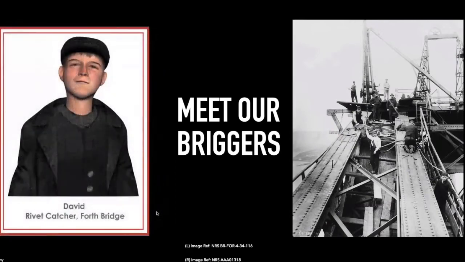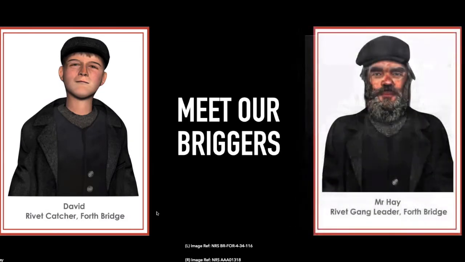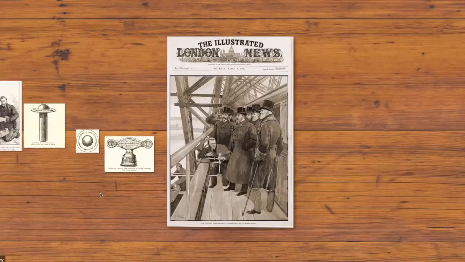So this is David, he's a rivet catcher, he works on the bridge. And then we've also got Mr. Hay, and he's the gang leader. So David's based on the photograph. You can see we've got images, and if you've been to any of our previous social studies webinars, we've talked about 3D modelling and the importance. So we had 3D modelers that worked on this who were super talented and recreated from the photographs a character that could move about and be part of the games-based learning. So again, that link with computer games and computing science.